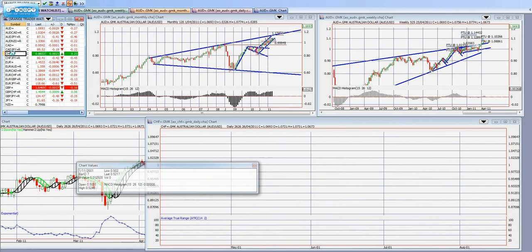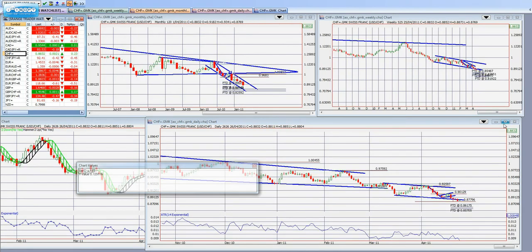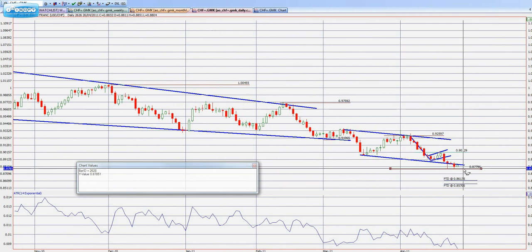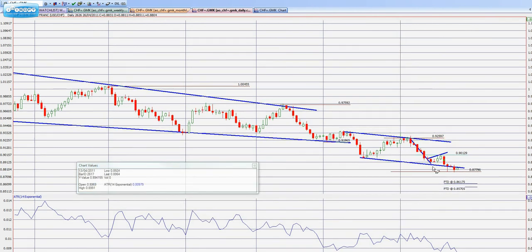Now the Swiss, I've also got a position on here. It looks like we are testing resistance, but there's plenty of pips to be had.